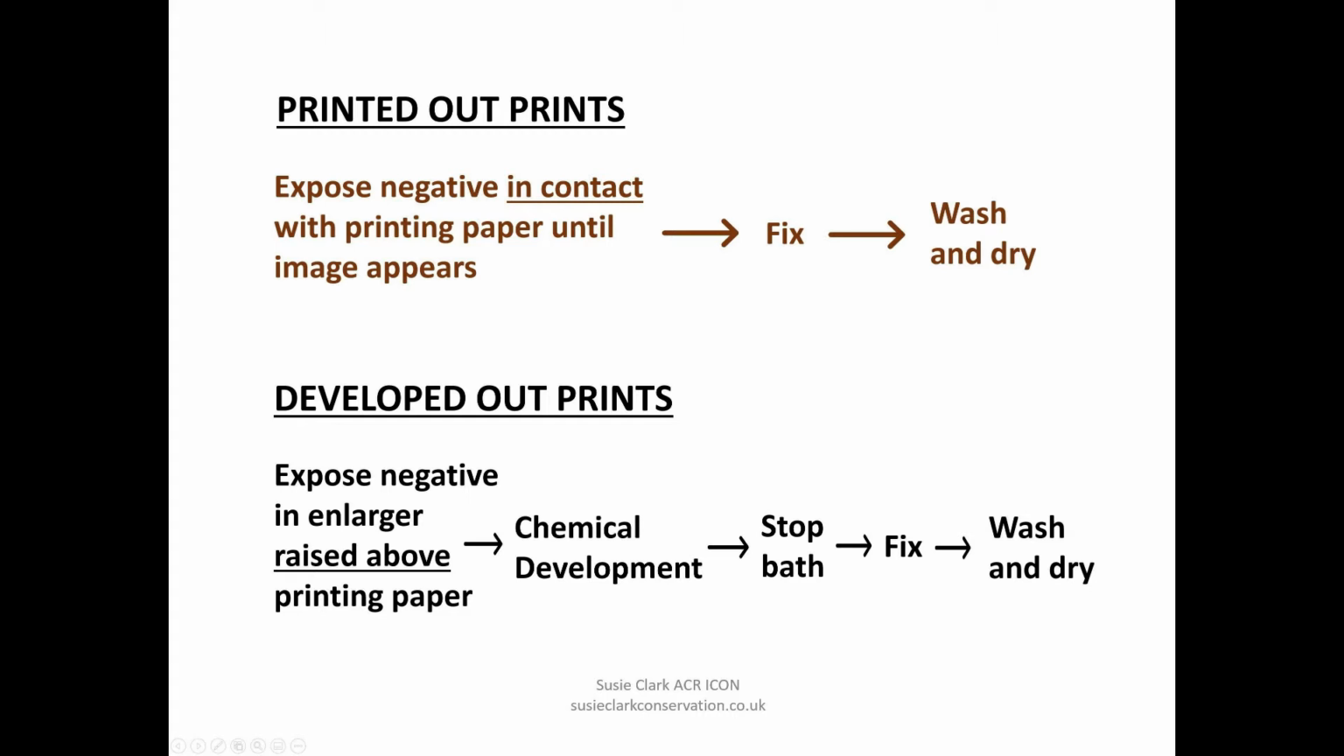Whereas with developed out prints you expose a smaller negative in an enlarger raised above the printing paper, you expose it briefly to form a latent image which isn't visible to the human eye, and then the image is brought out by chemical development, and then a stop bath is used to stop the development, and then it's fixed, washed and dried.